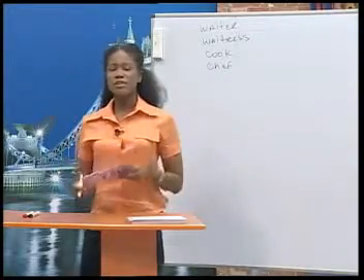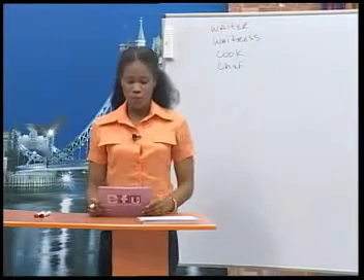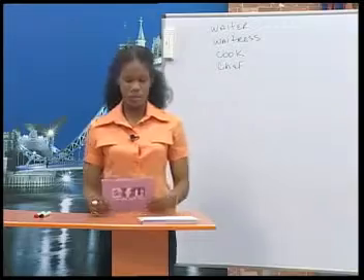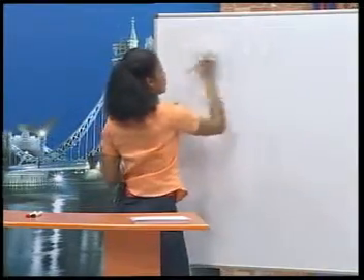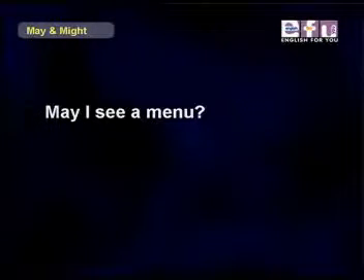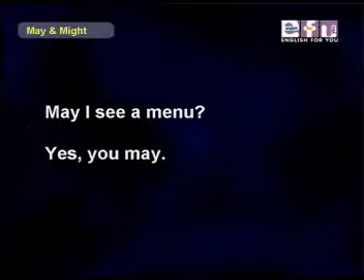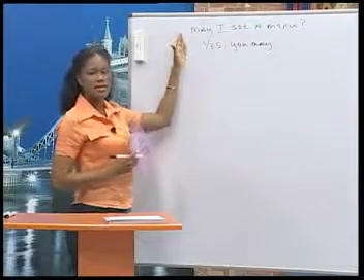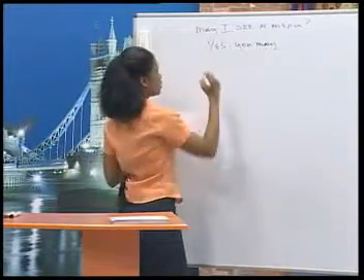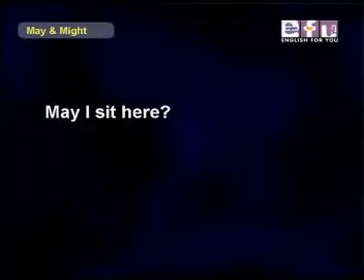So let's review the modal auxiliary may. We use may to ask and answer polite questions. For example, when you're in a restaurant, you may ask, "May I see a menu?" You may answer, "Yes, you may." You may also ask, "May I sit here?"